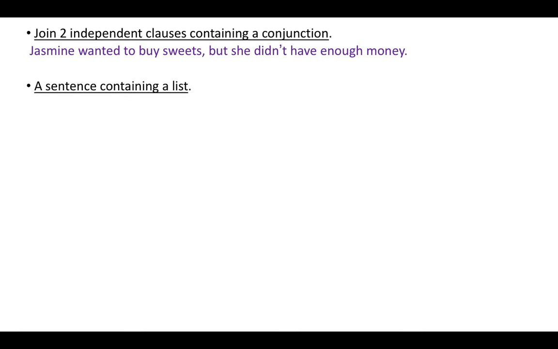An example of commas used in a sentence containing a list includes: I bought apples, oranges, grapes, and tomatoes. So this is a list of fruits. However, the list can contain anything. So it can be items, verbs, or even adjectives. So as long as you have a list in a sentence, then commas are required. Remember, a comma is not required just before the word and.